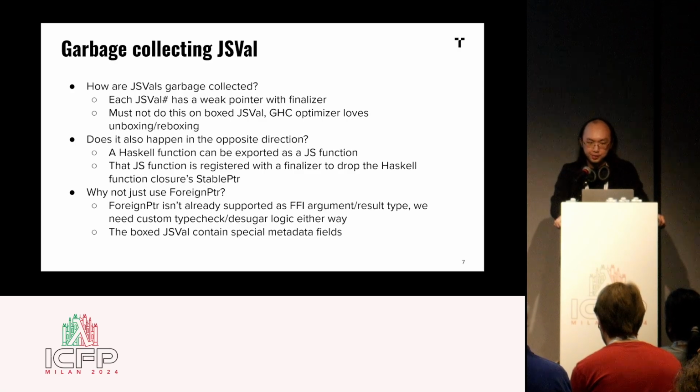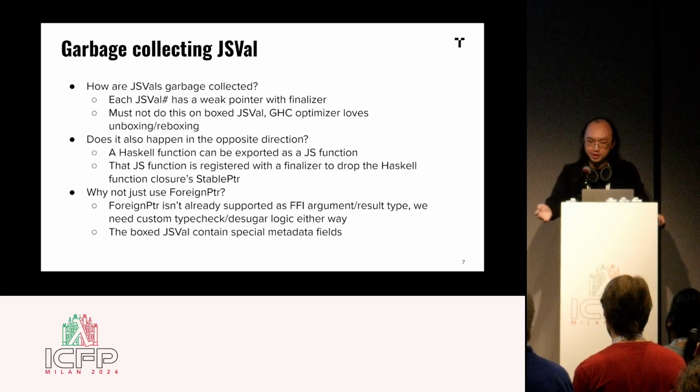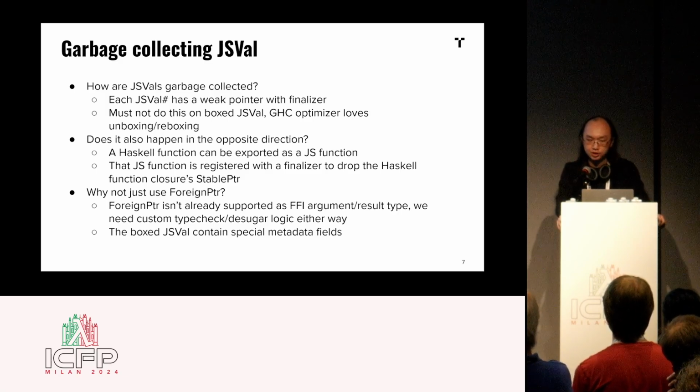Some people may say you can't just use vanilla foreign pointer for this purpose, because in Haskell, foreign pointer can also work with your custom finalization logic. The answer is foreign pointer is not very suited for this purpose. First of all, we have JS val support as FFI argument type and return type, so we need custom type checking and desugaring logic. But that is not already working with foreign pointers. And of course, our boxed JS val type is deeply magical. It has some additional metadata field, which is maintained by the GHC RTS, and foreign pointer doesn't support that. So we need our custom JS val logic.